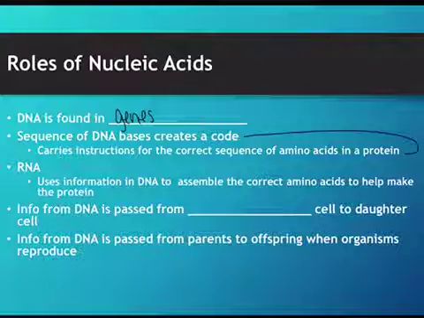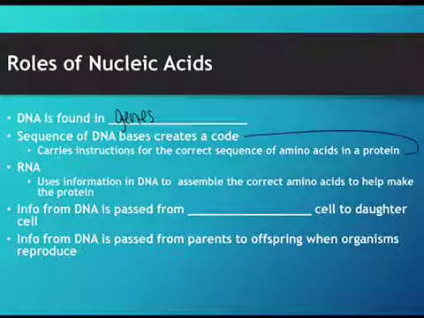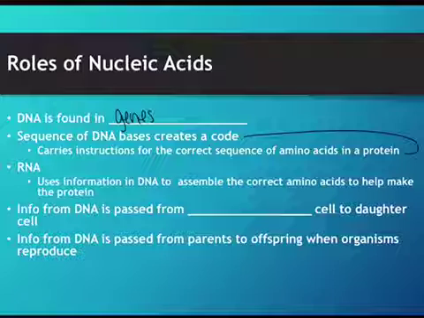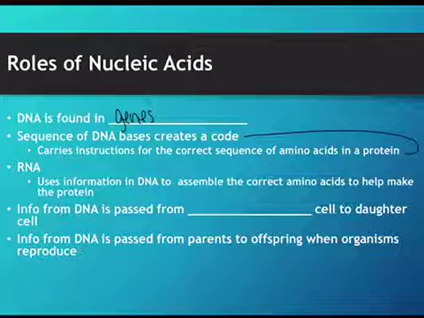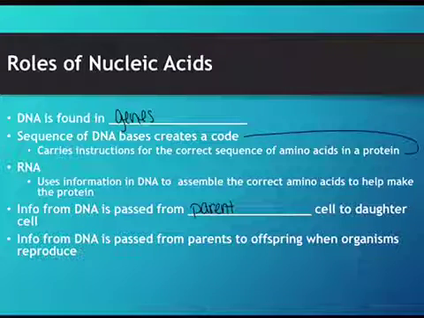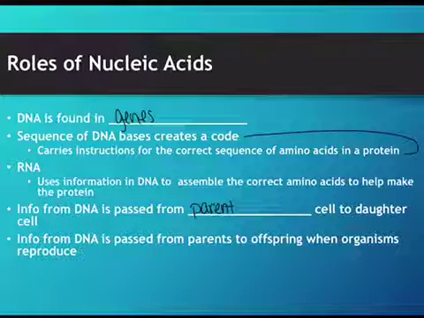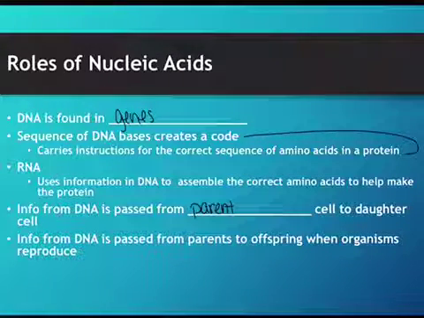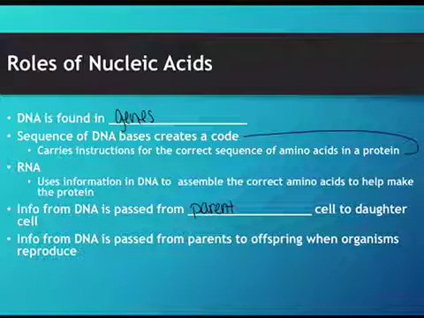RNA uses the information in DNA to assemble the correct amino acids to help make the protein. And then information in DNA is passed from parent to daughter cell. This info from the DNA is passed from parents to offspring when organisms reproduce as well.